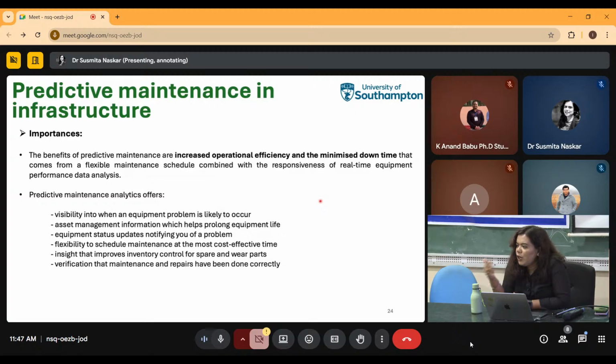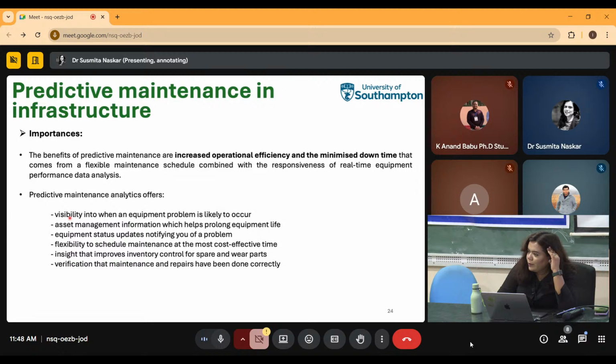As I said, there is a lot of importance in this kind of predictive maintenance. The key benefit is being able to increase operational efficiency and minimize downtime. This can be achieved by combining a flexible maintenance schedule with responsive real-time equipment monitoring. Predictive maintenance analytics offer a variety of valuable benefits, which I have tried to highlight here.